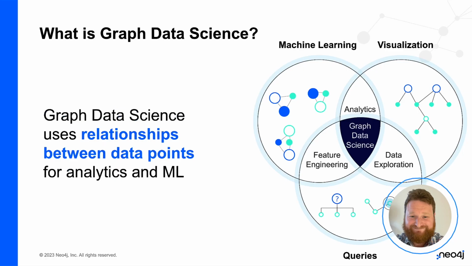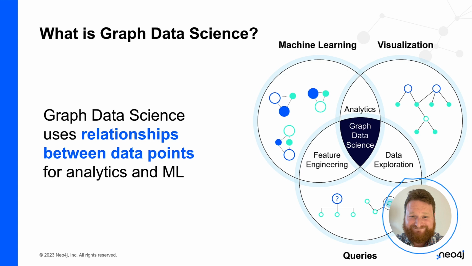So to get us started, what is Graph Data Science? Well, conceptually, Graph Data Science is basically just using relationships between data points for analytics and machine learning. And I know that sounds very general, and it's meant to be general. It's the idea that you can take things from machine learning, from visualization, from querying and search, and you can combine them to be able to analyze graphs for creating insights and for a whole host of other tasks.